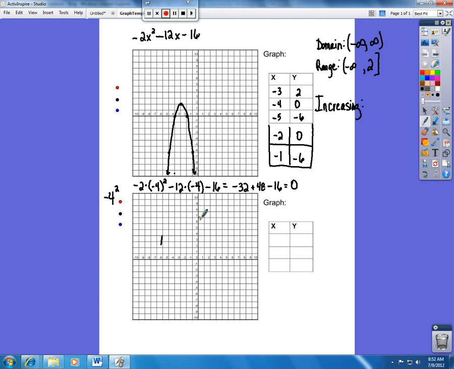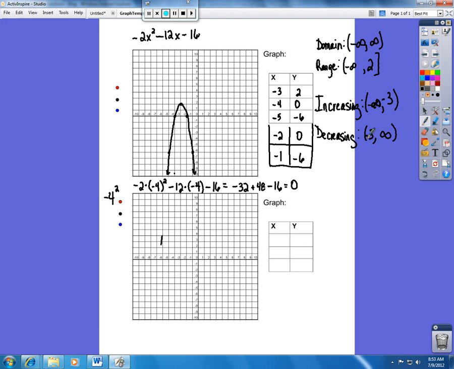So it's increasing over the interval from -infinity up to -3. And it is decreasing from -3 up to positive infinity for x. Oh, I'm sorry, those are negatives. That's at -3. Again, we're looking at x values.